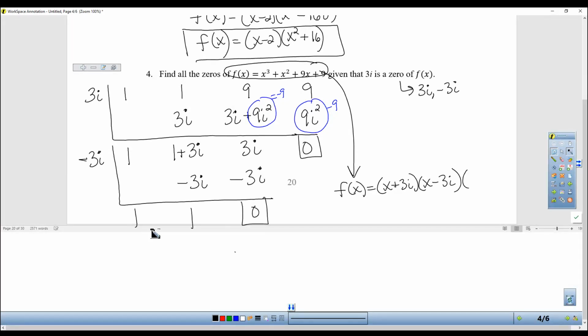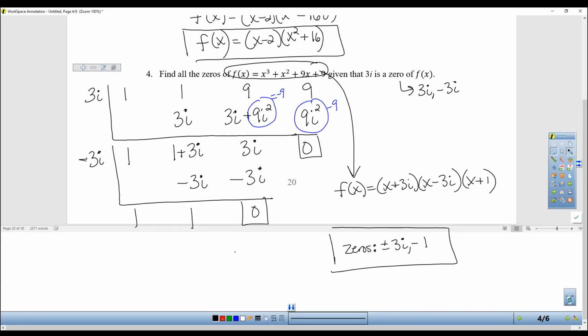times, so you do have to think about this. If you want to go backwards, the first one's the last one's the constant and then the x. So it's just x plus 1. They didn't ask you to factor it, though. They wanted to know the zeros. So the zeros are plus or minus 3i and negative 1. Okay?